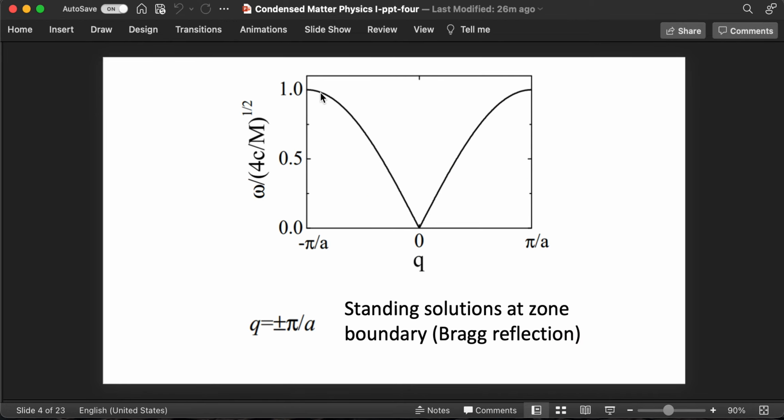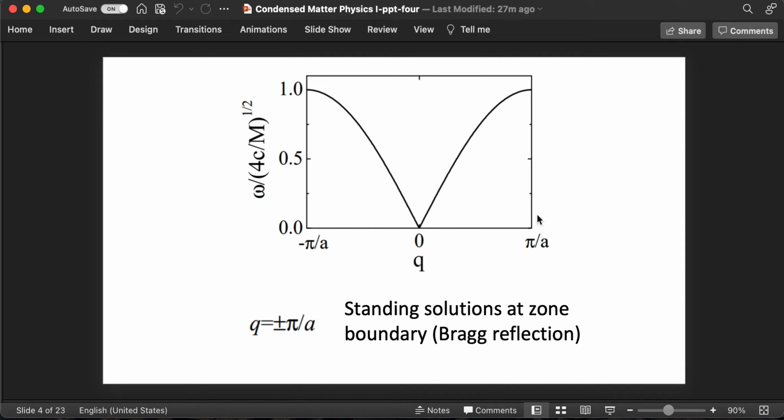So this relationship is plotted here. I don't need to plot this over all q values. I just need to plot it between minus pi by a and plus pi by a, because those are the only unique q values that reside within the first Brillouin zone. So if there are n lattice points, there are n q values within the first Brillouin zone, n wave vectors in the first Brillouin zone.